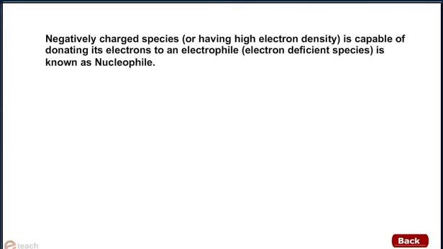A negatively charged species capable of donating its electron pair to an electrophile is known as a nucleophile. Example, OH-.